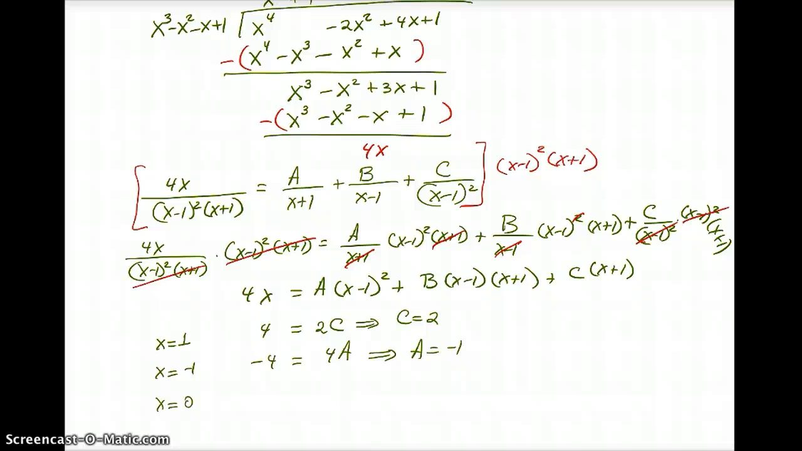So if I let x be 0, I would get 0 on the left-hand side, and I would get a minus b plus c. But I know that a is minus 1 and c is 2, so this would give me 1 minus b, and so that means b is 1.